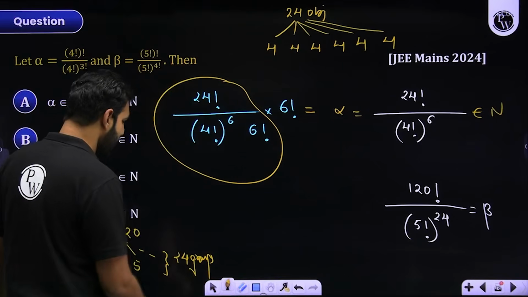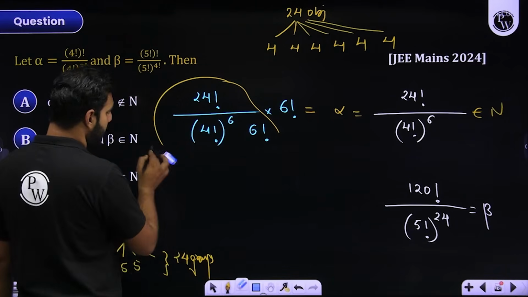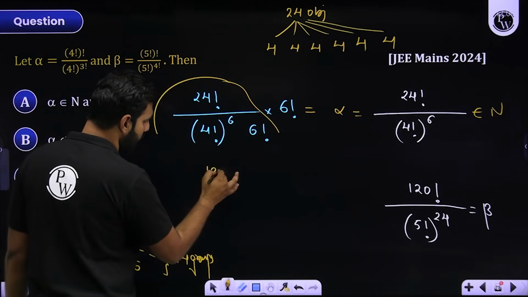How will you do it? So the formula remains very simple. The formula says total number of objects 120.